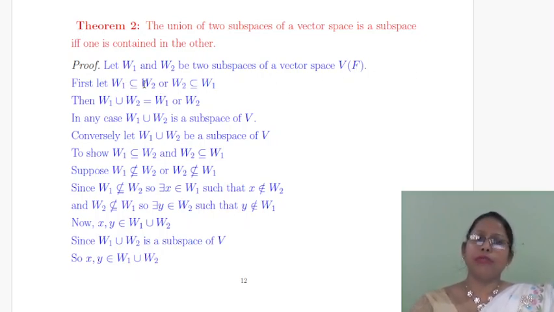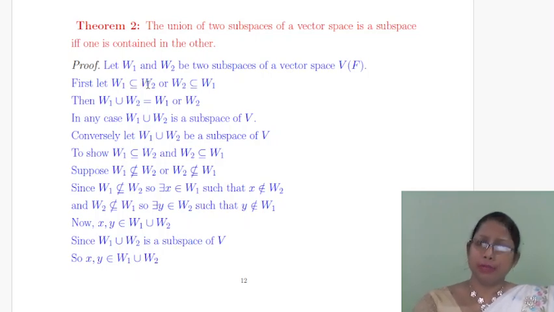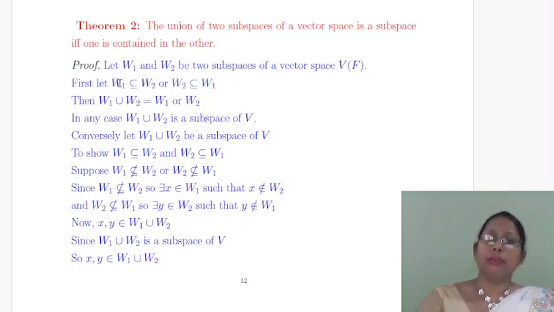First, we consider one is contained in the other. That is, either W1 is contained in W2 or W2 is contained in W1. Then W1 union W2 will be either W1 or W2. In any case, W1 union W2 is a subspace of the vector space V. Conversely, we consider W1 union W2 be a subspace of V. To show W1 is contained in W2 or W2 is contained in W1.